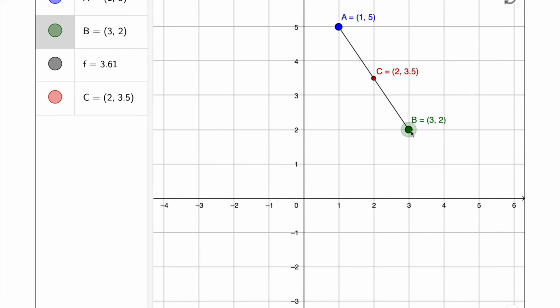Let me move my point to here. So I've got my 2 points A and B. If I add the x coordinates, 1 add 3 is 4, and then halve it to give us 2. If you add 5 and 2, that gives us 7, halve it to give you 3.5.